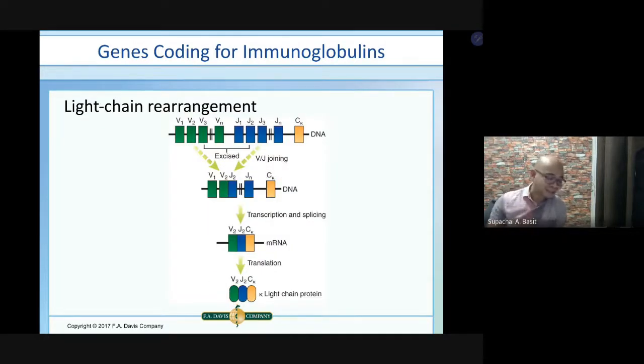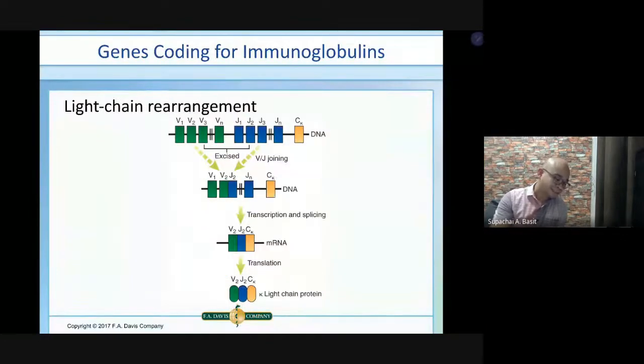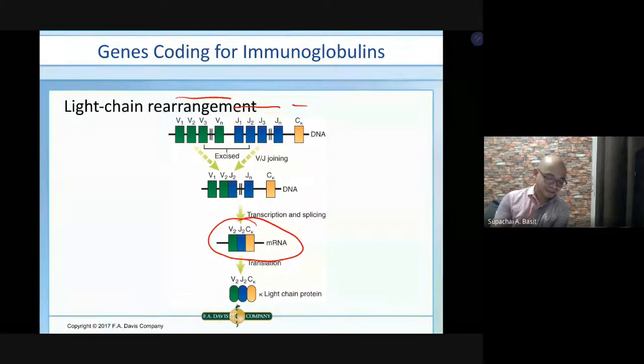The same for the light chain. In the light chain, there is no D cluster, only the V cluster, the J cluster, and then the C cluster. Again, we need to excise unwanted genes and join the other genes so that during transcription and splicing, only these three genes will be translated and the kappa light chains are produced.